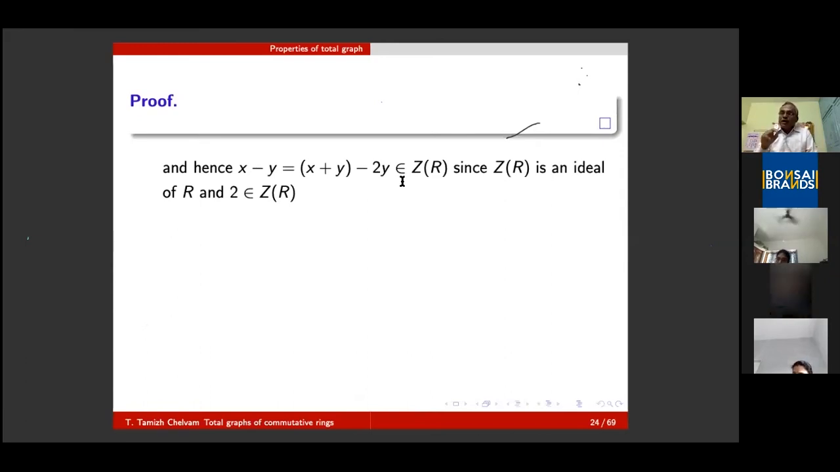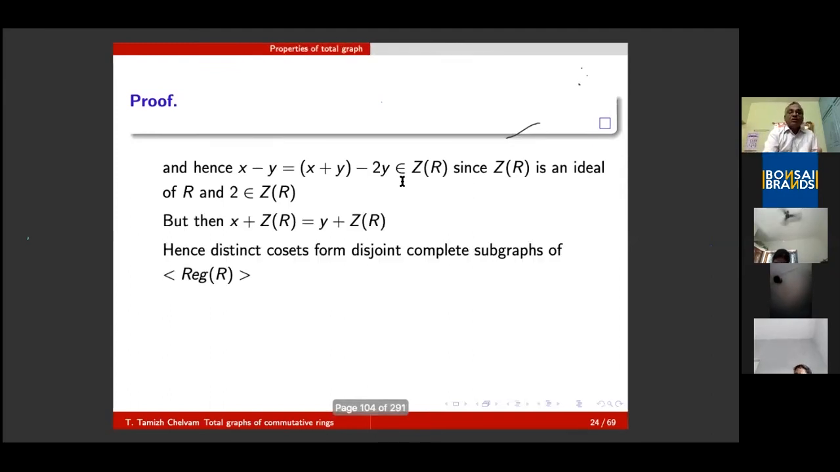If you take one element in one coset and another element in another coset, and they are adjacent, the cosets are one and the same. When I take two distinct cosets, naturally they cannot be adjacent. That means to say the claim is proved.